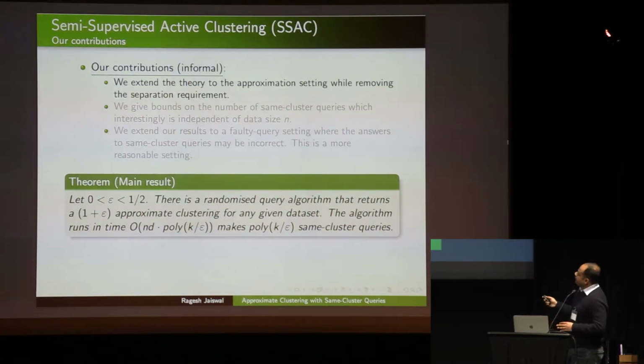Okay, so let's look at our main results more formally. Our main result is the following. We give a randomized query algorithm that returns a 1 plus epsilon approximate clustering for any given data set. The algorithm is efficient, and it only makes poly k over epsilon same cluster queries. Right, so it's an efficient algorithm that returns a 1 plus epsilon approximate solution and only makes polynomial in k over epsilon queries.